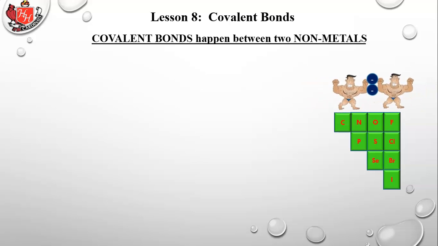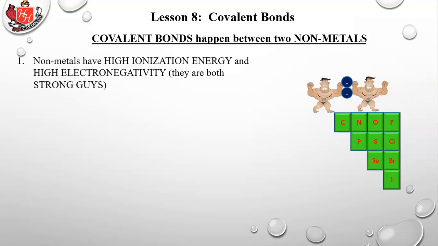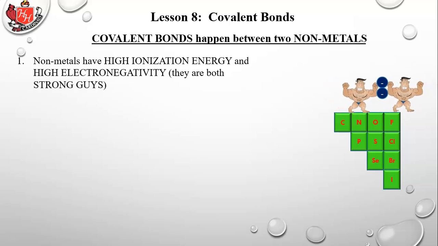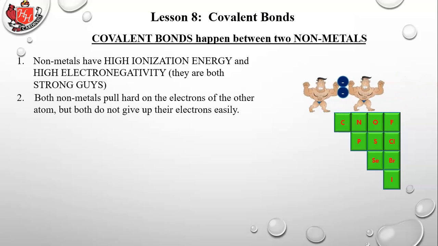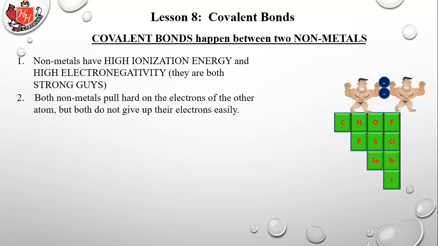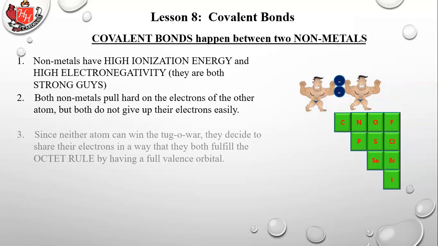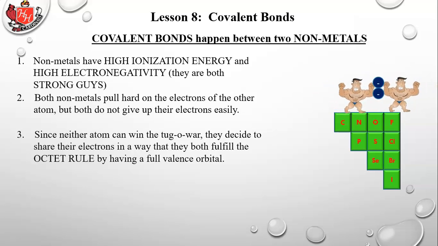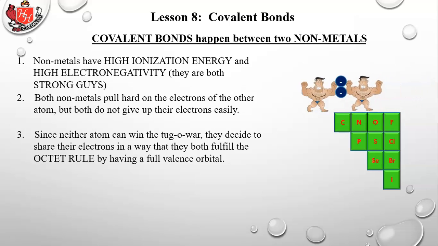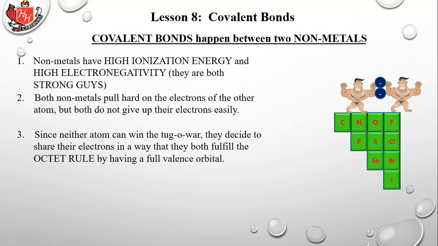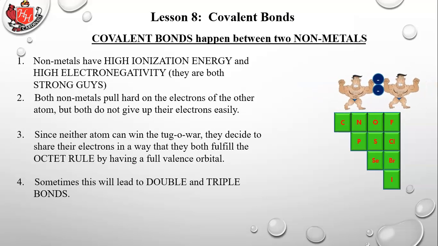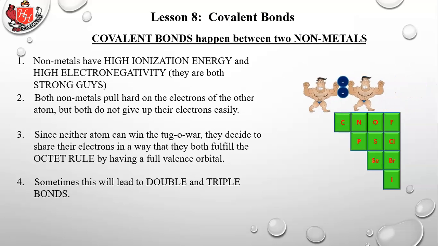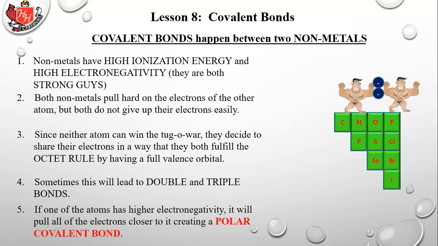So covalent bonds happen between 2 nonmetals. Nonmetals have high ionization energy and high electronegativity. They're both strong guys. Both nonmetals pull hard on the electrons of the other atom, but both do not give up their electrons easily. Since neither atom can win the tug of war, they decide to share their electrons in a way that they both fulfill the octet rule by having a full valence orbital. Sometimes this will lead to double and triple bonds, and we'll talk about that a little bit later.